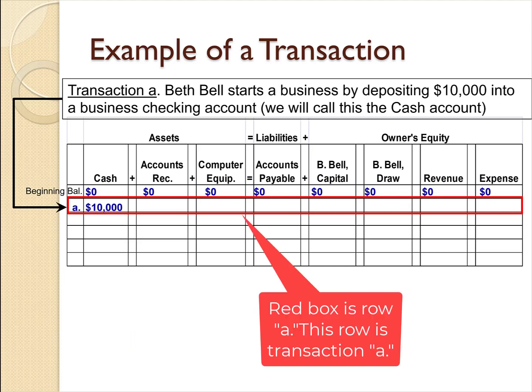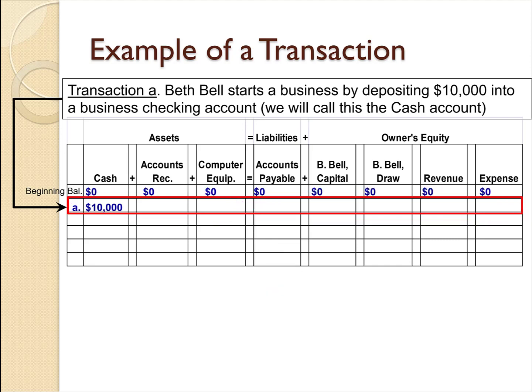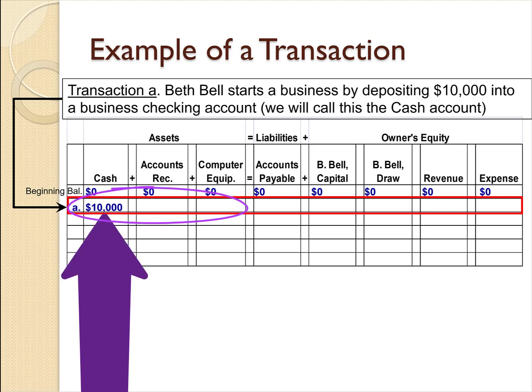Now look at row A. Remember, the accounting equation must balance after every transaction. So in Transaction A, we have $10,000 on the left side, but we have nothing on the right side. So we're not done yet. So that's where this Rule 1 comes into effect. Each transaction, like Transaction A, must affect 2 accounts or more. Usually it's just 2, especially in this chapter. So we have plus 10,000 on the left side of the equation.